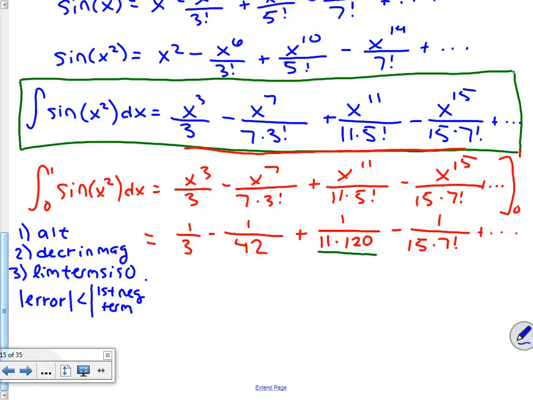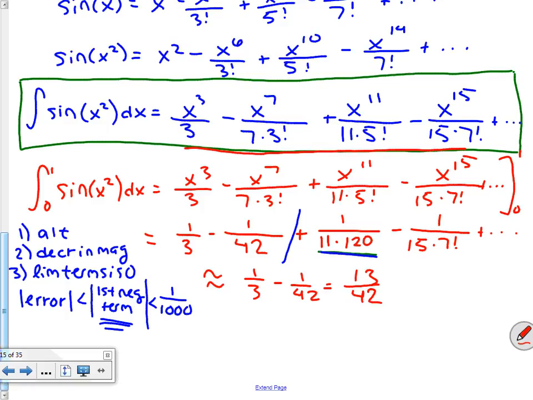So I'm looking for the first neglected term that is also less than 1 over 1,000, because that is what I want my error to be less than. If we look here, it is this term. So I'm going to cut off my approximation right there. All right, if I continue with my approximation, I write a little approximate sign. It is 1/3 minus 1 over 42, which is 13 over 42.